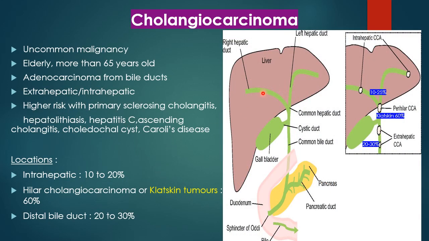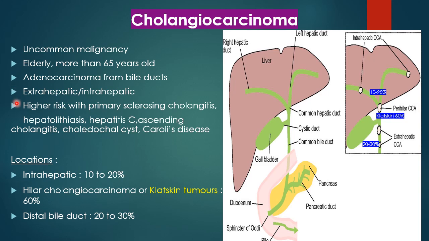There are two types, intrahepatic and extrahepatic. Intrahepatic accounts for around 10 to 20% of cases. The distal bile ducts, common bile duct, account for another 30%, and the remaining 60% usually involve the hilum at the junction of the right and left hepatic ducts, and these are known as Klatskin tumors. They are very uncommon malignancies involving elderly patients above 65 years of age.